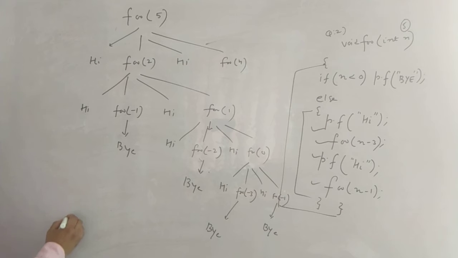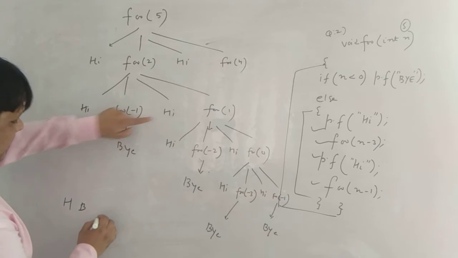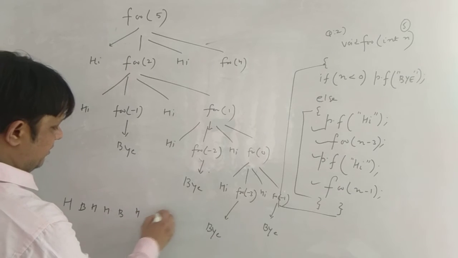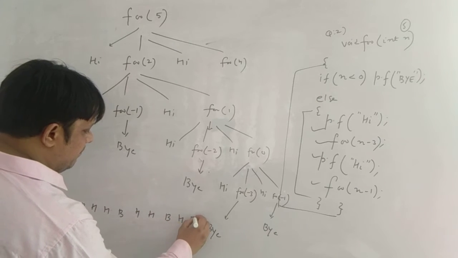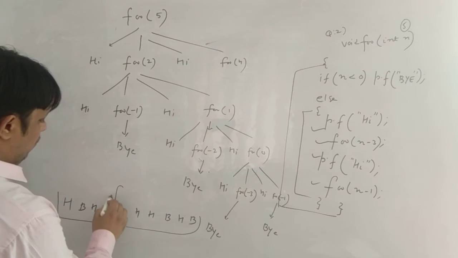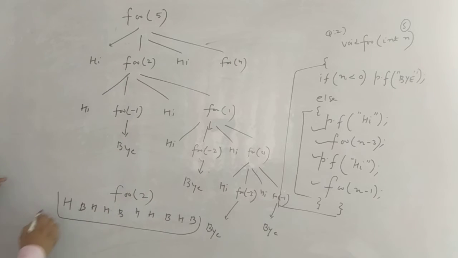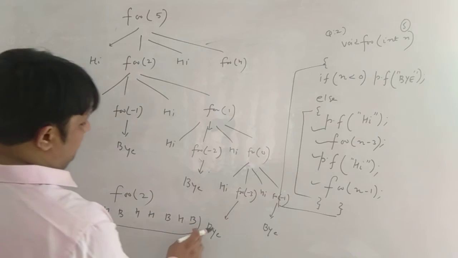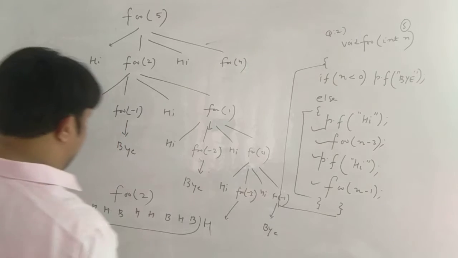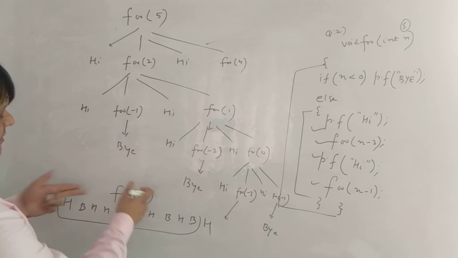So first this H gets printed, right? Then this B gets printed, then this H, then this H, then your B, then your H, then your H, B, H, B, right? So this is the output when you call the function foo(2) only. Before this you have one more H, and after this you have this H, right? Now, this entire result is for foo(4).